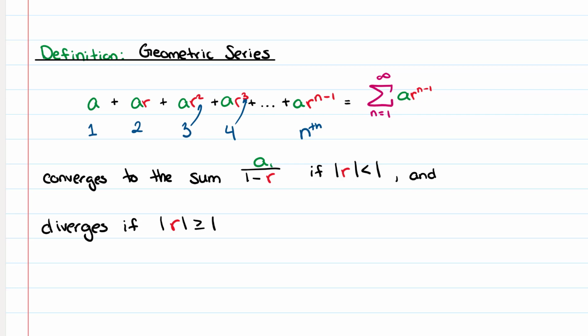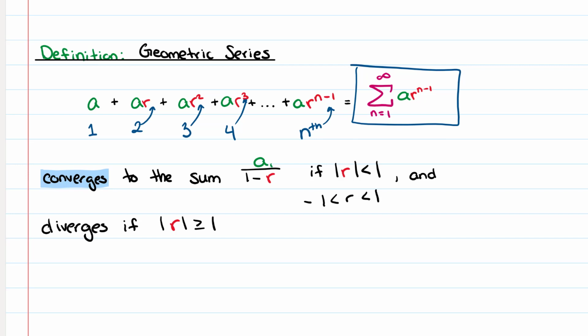Notice that the power of r is always 1 less than the term, and we write that like this. Sigma from n equals 1 to infinity, a sub 1, or just a, times r to the n minus 1. Now a series will converge to the sum a sub 1 divided by 1 minus r if the absolute value of r is less than 1. And this means that r is between -1 and 1. Not equal to, but between. And we call this the interval of convergence, or the radius of convergence.